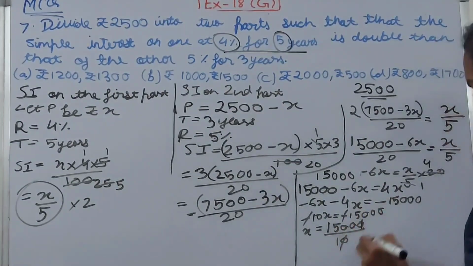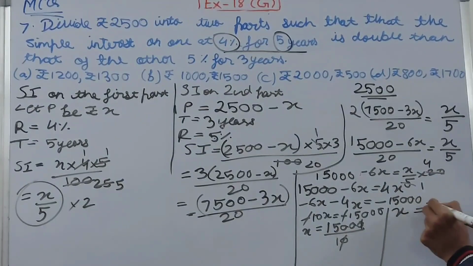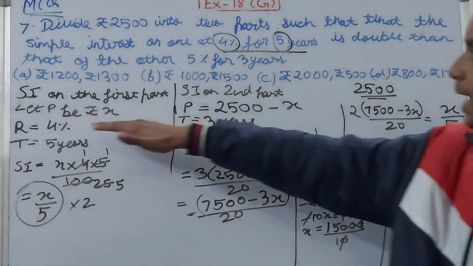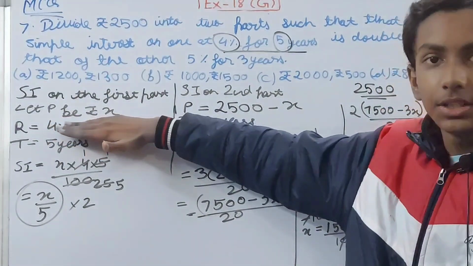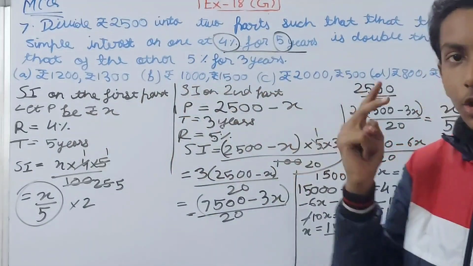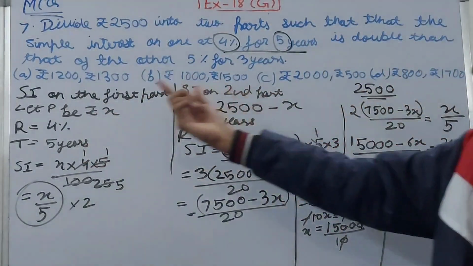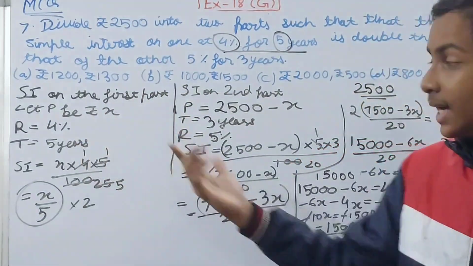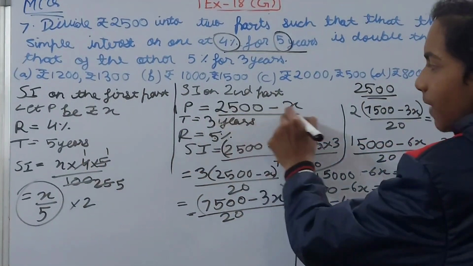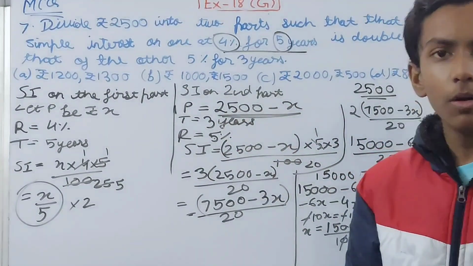So at last, what we get is that x equals to rupees 1500. This is the value of x, the first part. Remember, we divided the number into two parts. So first part was x rupees. So x is 1500. So our first part becomes 1500. Second part was 2500 minus x. So we will perform this, right?